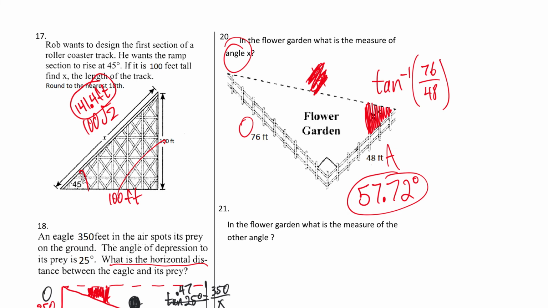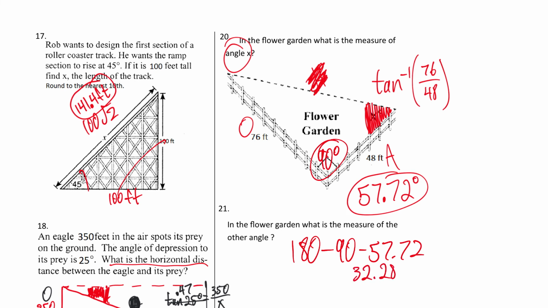Then number 21 says, what's the measure of the other angle? Well, we could do trig, but we also know that the three angles have to add up to 180. And I know this angle right here is 90, so I could do 180 minus 90 minus 57.72. And that tells me that that angle is going to be about 32.28 degrees.